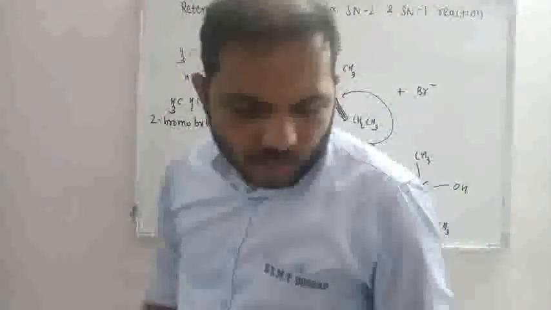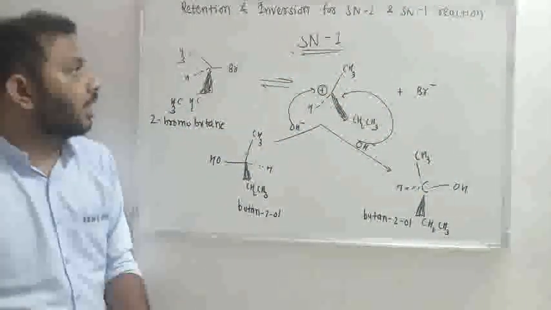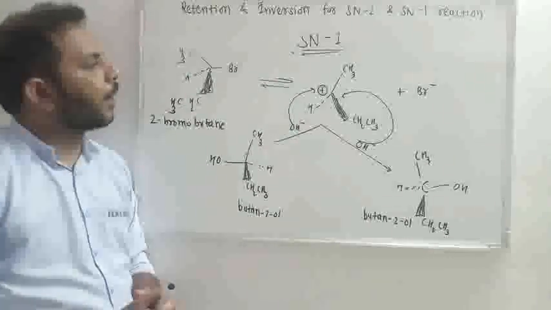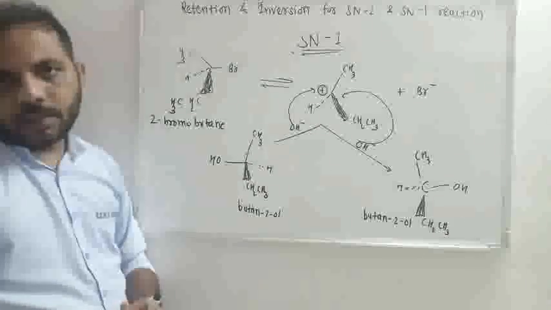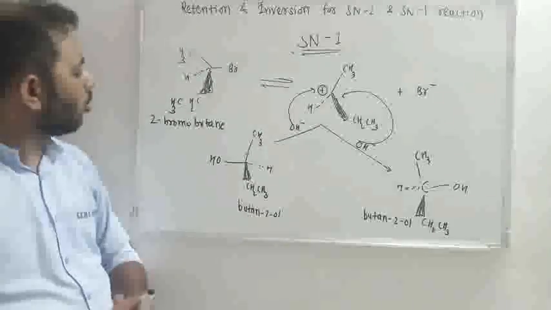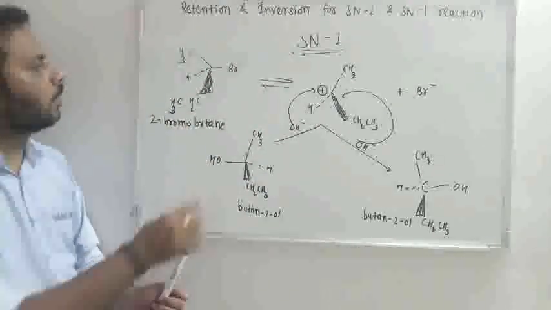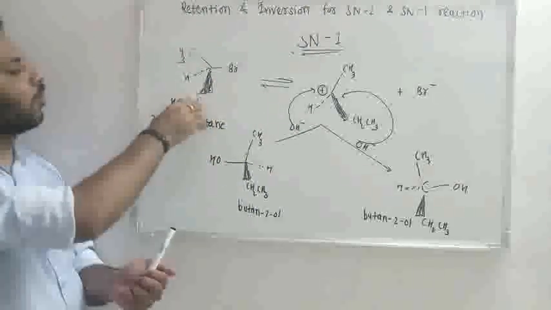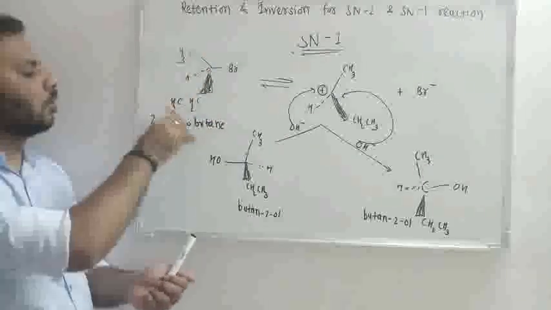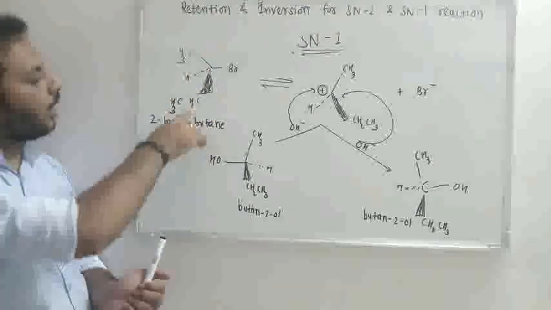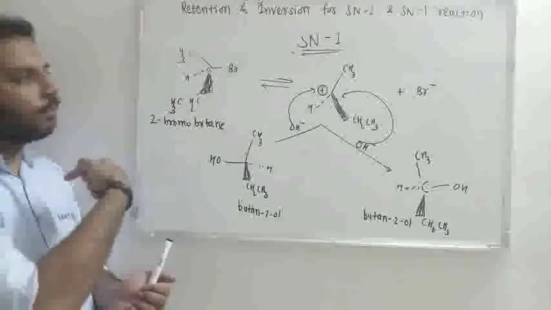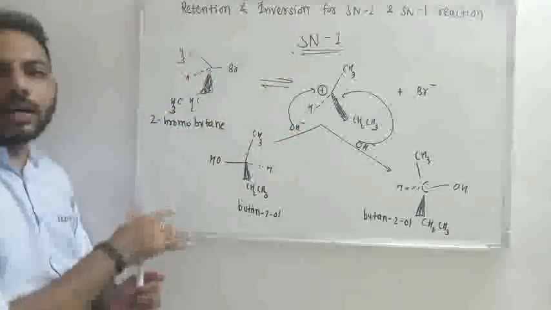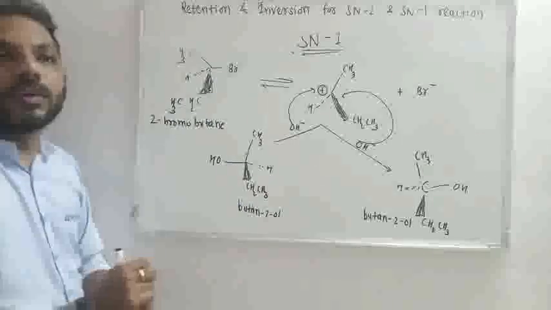Now let us discuss retention and inversion for the SN1 reaction. Let us understand this with one example. We have 2-bromobutane, with bromine at carbon number 2. There are four carbons in total: 1, 2, 3 and 4. So this is 2-bromobutane. The ethyl group is towards the observer, and hydrogen is away from the observer. The bromine and methyl groups are in one plane only.